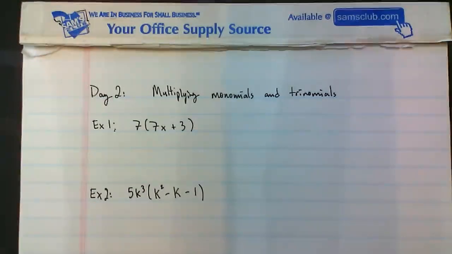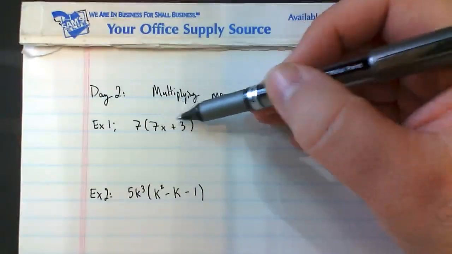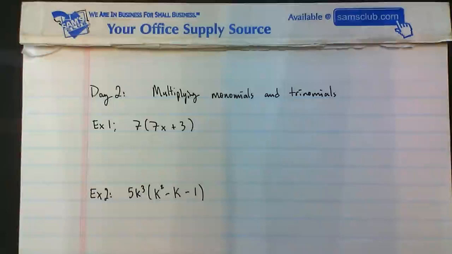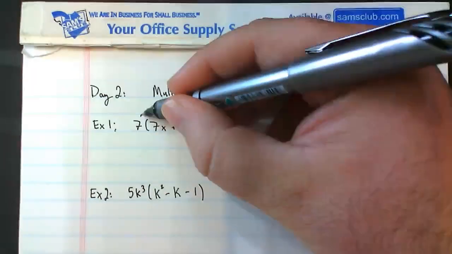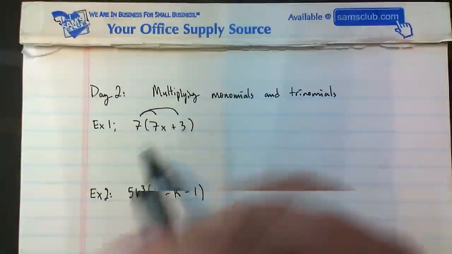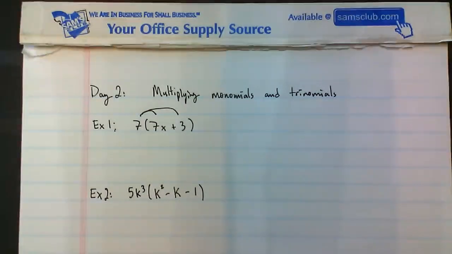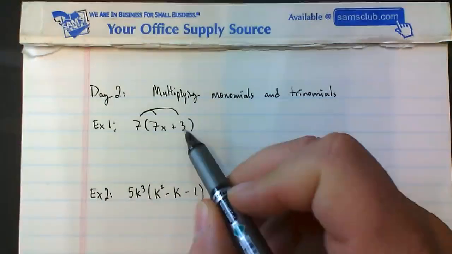Example 1, pretty simple. 7 times the quantity 7x plus 3. Now, whenever you're multiplying monomials and trinomials, it's always important to remember basic multiplication ideas. If you have something like this, you need to multiply using the distribution method. So I'm going to be distributing the 7 to each component inside the parentheses here.